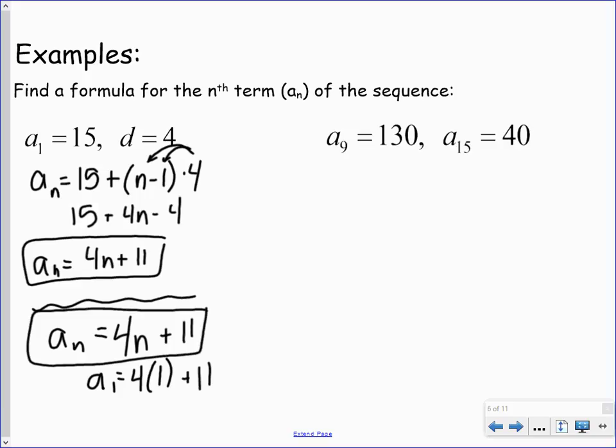Okay, I'm going to call us back together and see if anybody has any ideas, anything you'd like to share. Can we get anything we want to write the rule? Rachel. You would subtract 40 from 130 and get the difference between those two, and then you would divide the difference by the number of terms that you're missing in between the 9 and 15. So you divide it by 6, and then that would be the difference between each number. So we got 15.